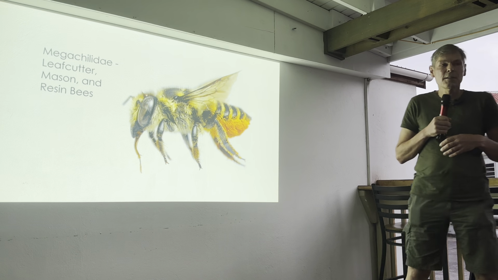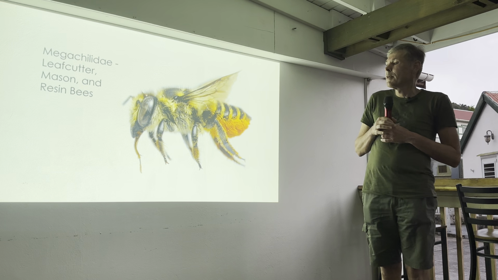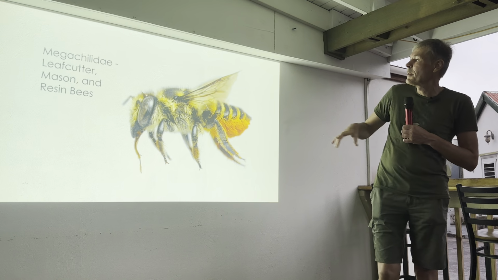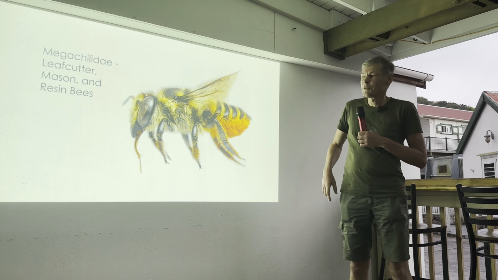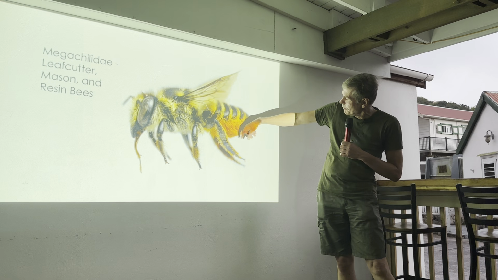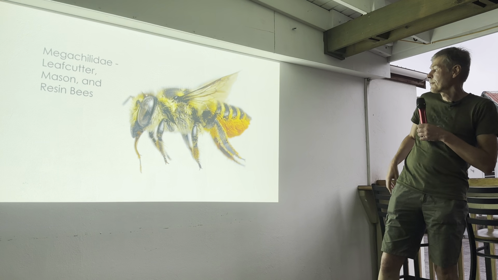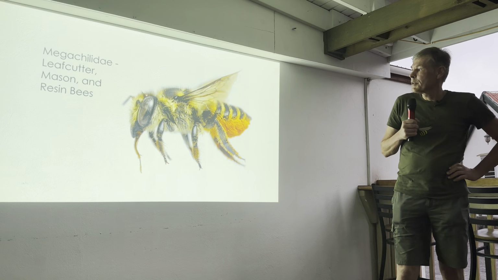The interesting thing about bees is that there are different ways. They collect, of course, pollen and nectar, and they do it in different ways. This family of the leafcutter, mason and resin bees, they collect their pollen underneath the abdomen. You see here all kind of orange pollen. That's typical for this family.